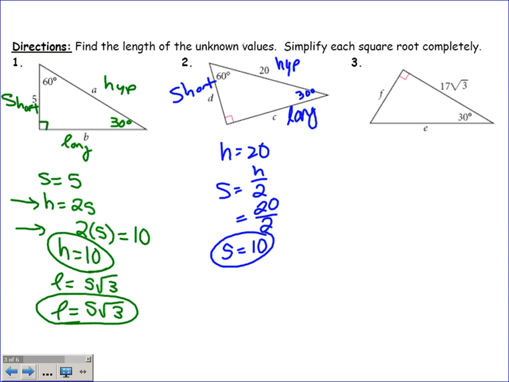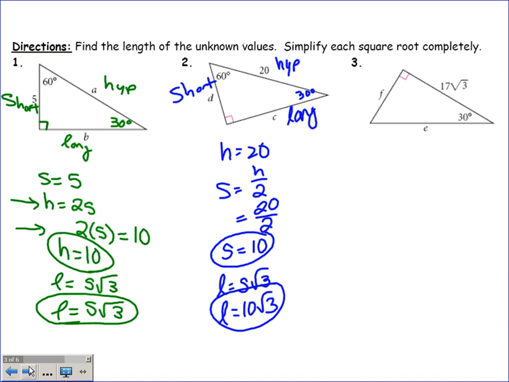Okay? Now that we have the short leg, what else do we need to find? Long leg. If we have the short leg, how do you find the long leg? S times the square root of 3. So that's just going to be L equals 10 times the square root of 3. Okay? So you always do these in a particular order. If you have the short leg, you're set. It's really easy. If you're given one of the other two, it takes a little bit of work to get the others. Okay?